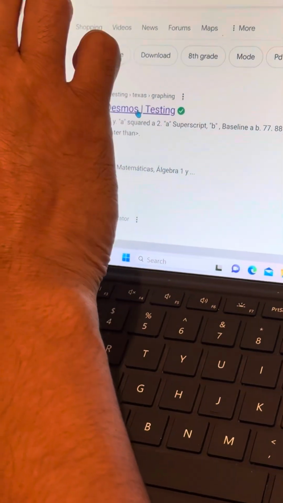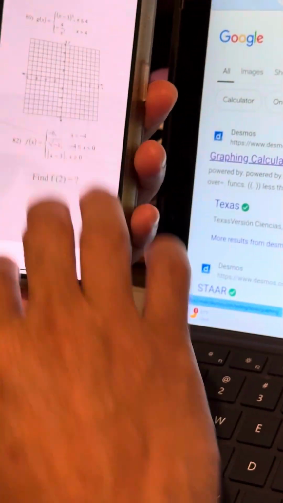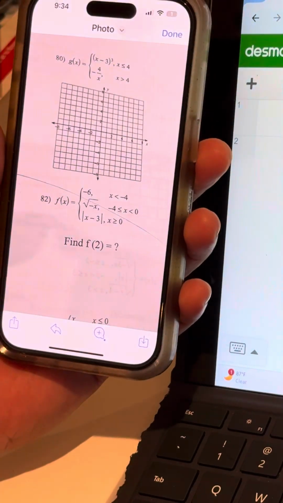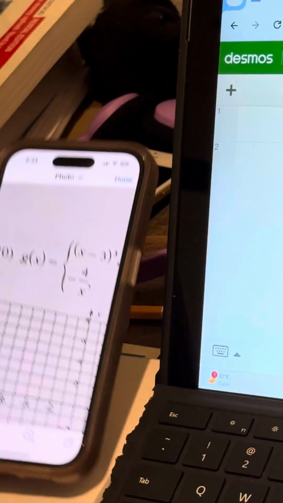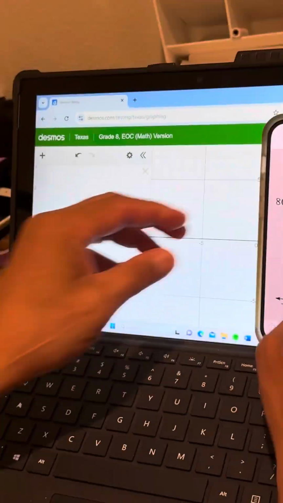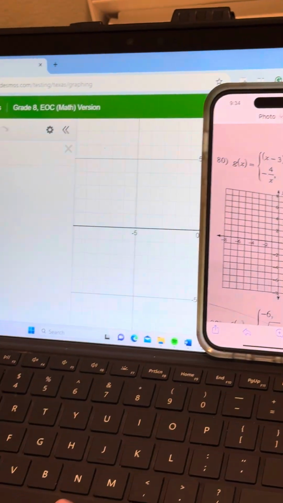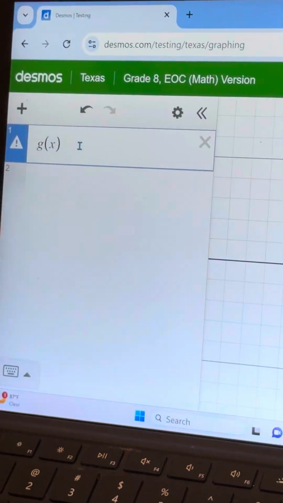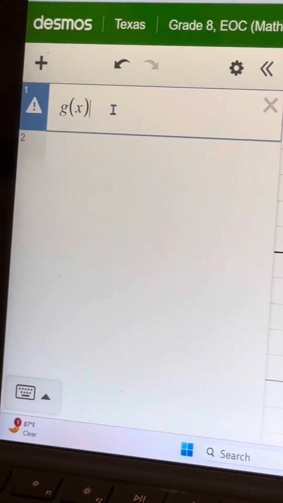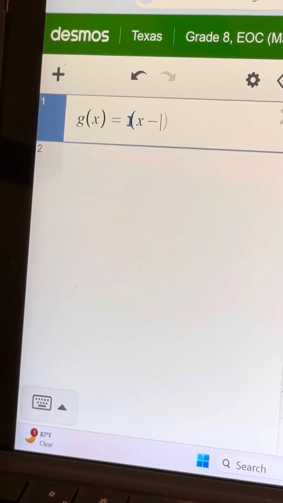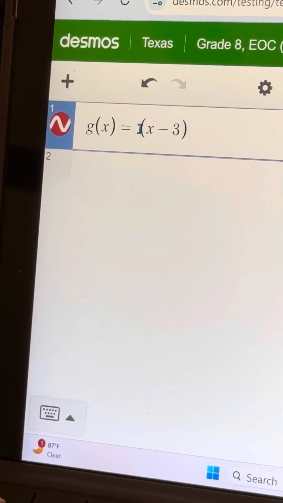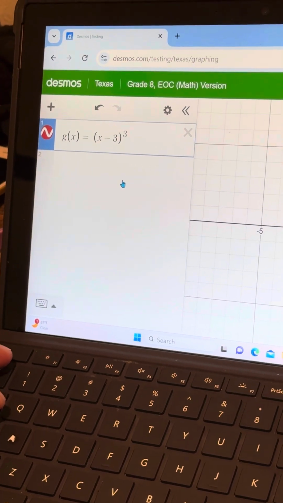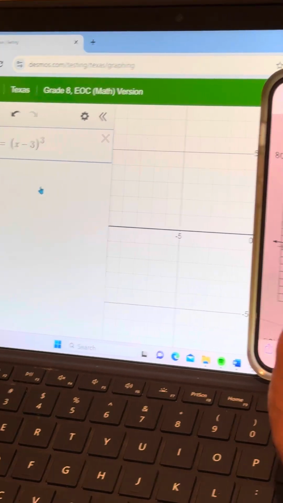The first question is this. It's number 80. There are two functions. It says here, g of x, I need to type that here. G of x, the first one, is equals x minus 3 raised to 3. Okay, so the condition is x must be less than or equal to 4.